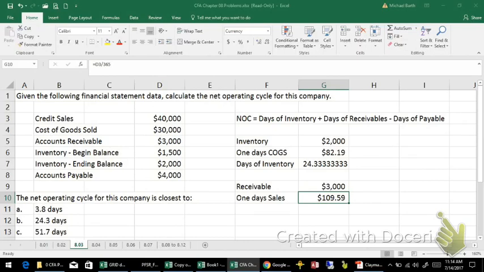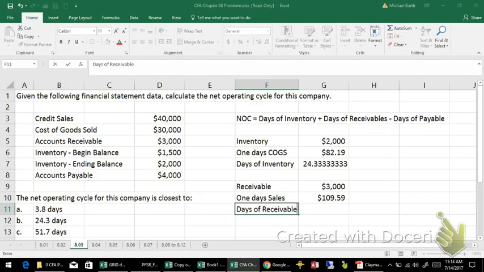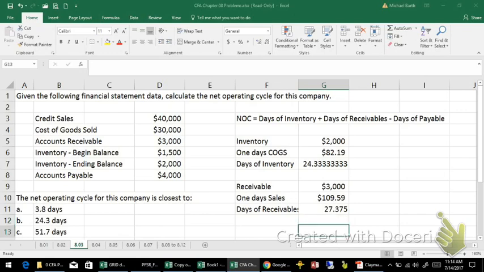And then when we buy inventory, we add a markup to it, so that we actually sell it for more than we paid for it. And when we sell it, the receivable then is going to be based on how much we sell it for, not what we bought it for. All right, so days of receivables is simply ending accounts receivable divided by 1 day's sales. All right, so that's 27 days and change.